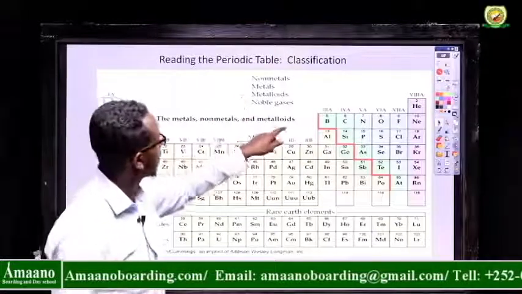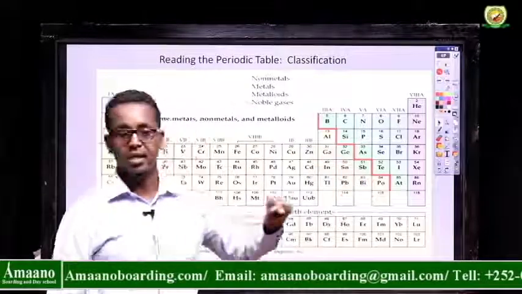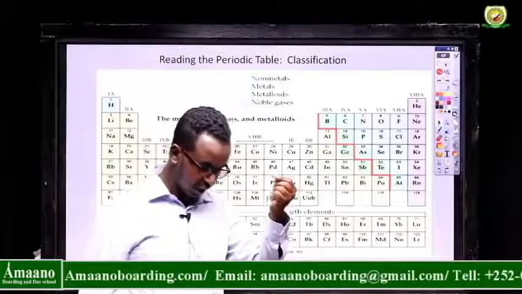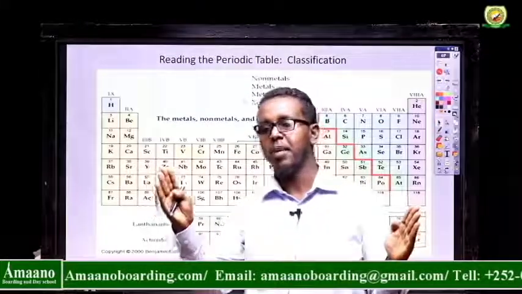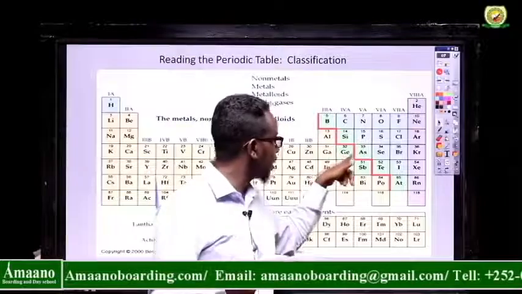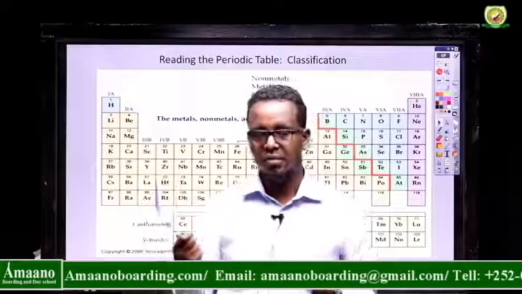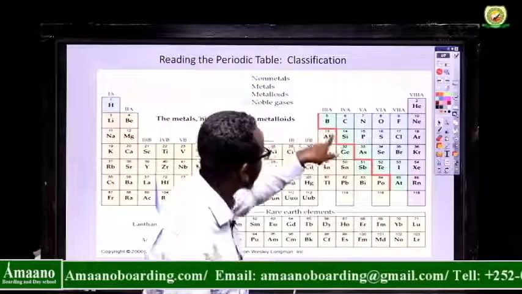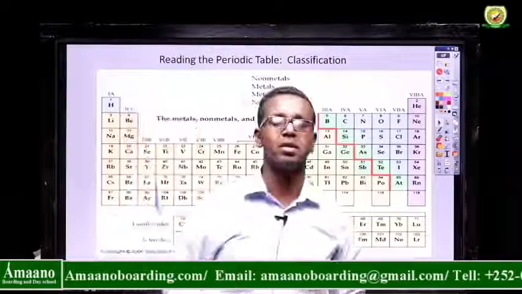What about this green? This green is always close to what we call the zigzag line, the red zigzag line. Elements close or nearer to this zigzag line are called metalloids, which means semi-metals or semi-non-metals. For example, here we have germanium. Germanium is a metal, but it behaves like a non-metal. What about silicon? Silicon is a non-metal, but it behaves like a metal. Sometimes it slightly conducts electricity. Elements nearer to this zigzag line are called metalloids.